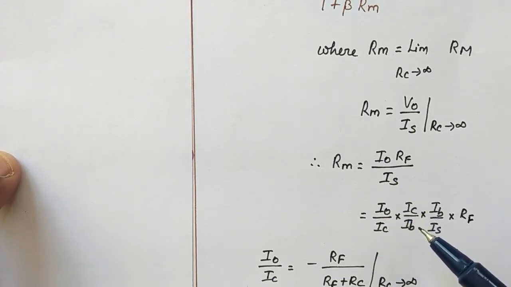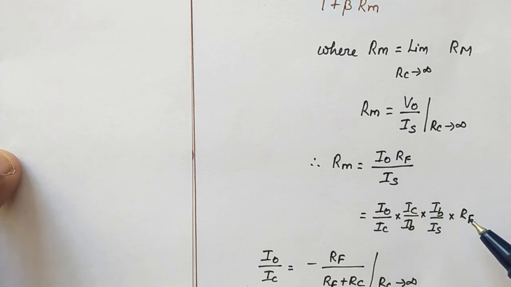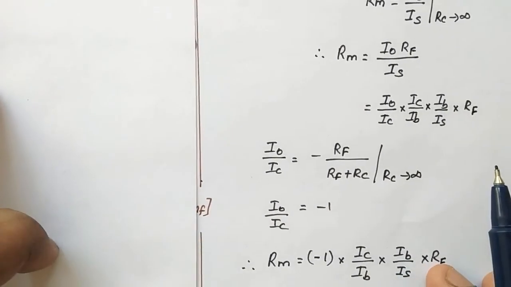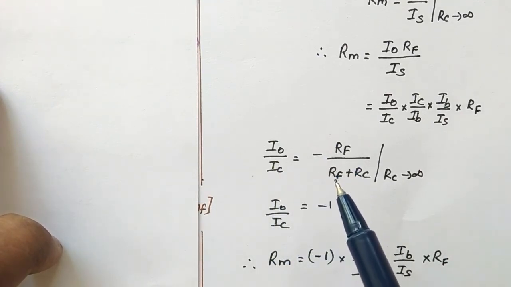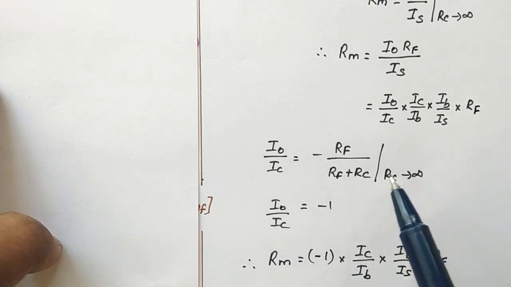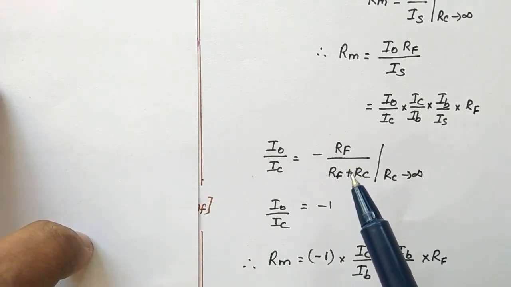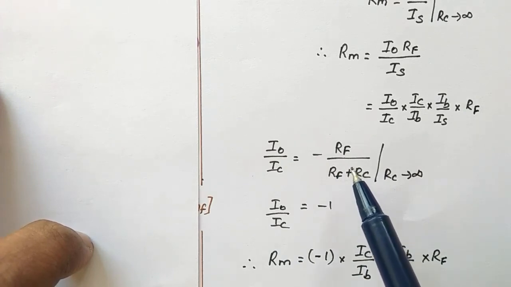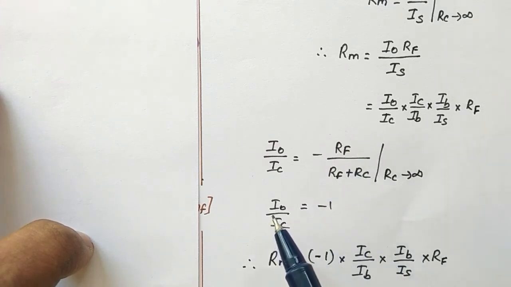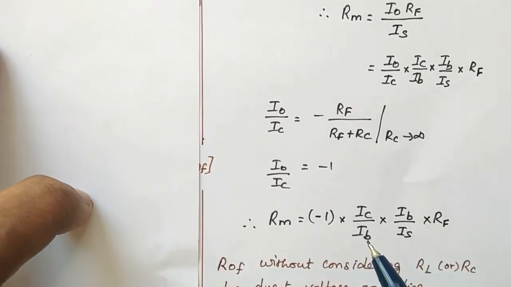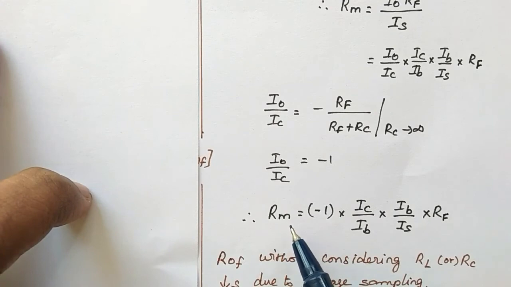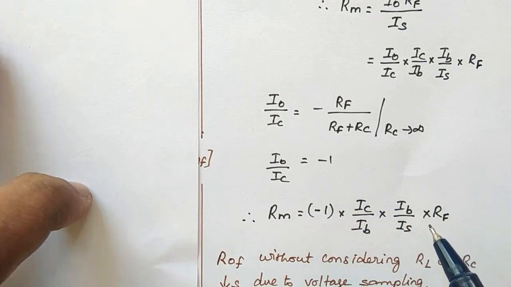I naught by IC into IC by IB into IB by Is into RF. Here we write the individual current ratios as in step 5. I naught by IC can be written as minus RF by RF plus RC. Here we are going to apply RC tends to infinity. Hence RC is open, so we neglect this RC. So RF and RF cancel, and finally we get minus 1. So the ratio I naught by IC is nothing but minus 1 here. The remaining ratios are as usual in step 5. So R small m is nothing but minus IC by IB into IB by Is into RF. Okay.